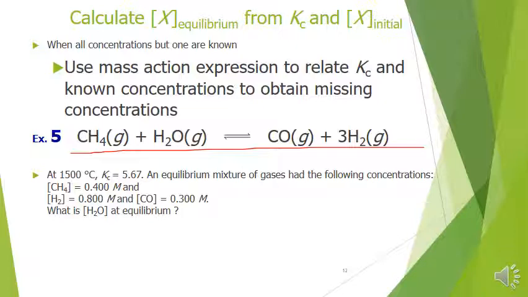So the equilibrium mixture of gases had the following concentrations. So we have 0.4, we have 0.8, and we have 0.3 here. And at equilibrium, we don't know what X is. So hopefully you'll see this is fairly simple. We just have to write the equilibrium expression.